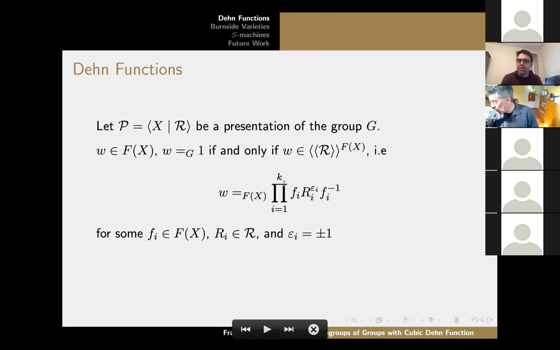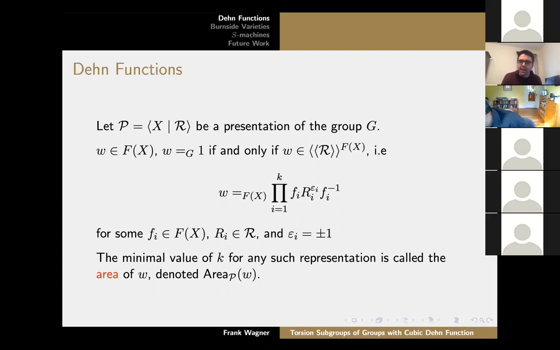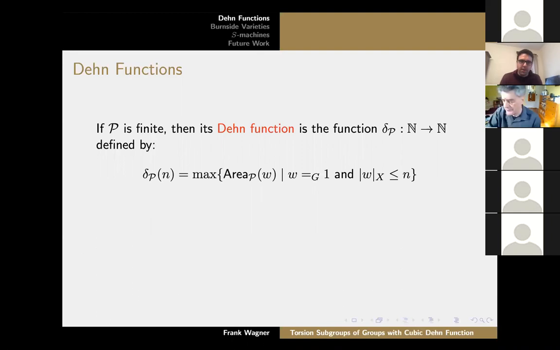And the minimal K for which there is such a representation, I'm going to call the area of this word in this presentation. Clearly this is very unique to this presentation. It depends on what presentation we're looking at.